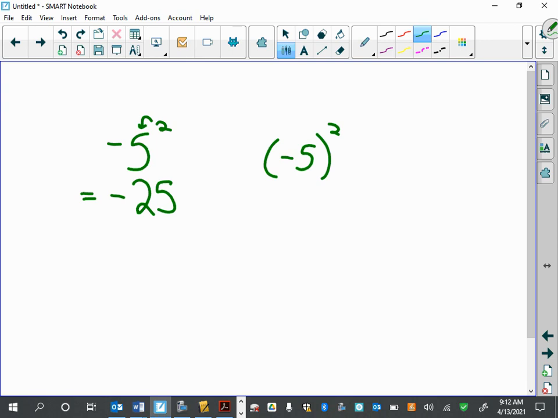This one, the whole base is inside the brackets, so it's negative 5 times itself 2 times. And what's negative 5 times negative 5? It ain't negative. It is positive. So one is negative 25 and one is positive 25. Hopefully you understand the difference. If it's a cubic, it doesn't matter, because 3 negatives in a cubic would make a negative. It only makes a difference if it's squared or to the 4th or to the 6th, but mainly in grade 10 we'll see just squared.